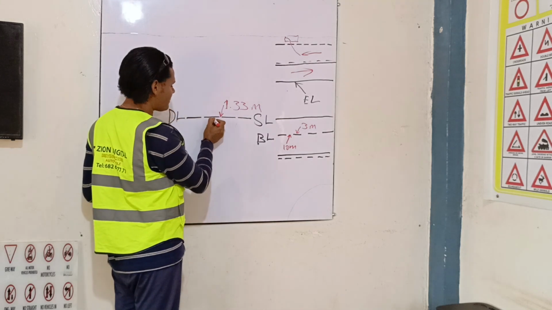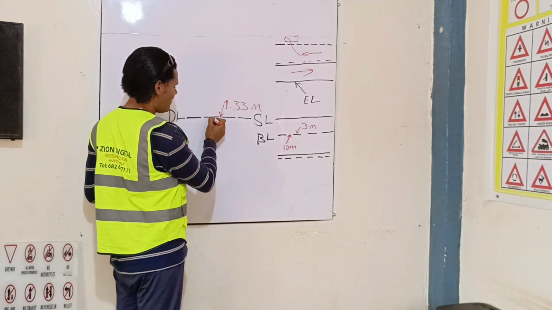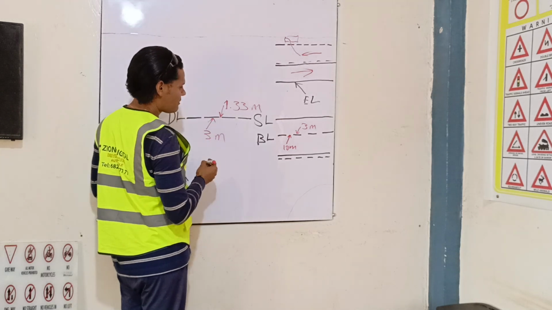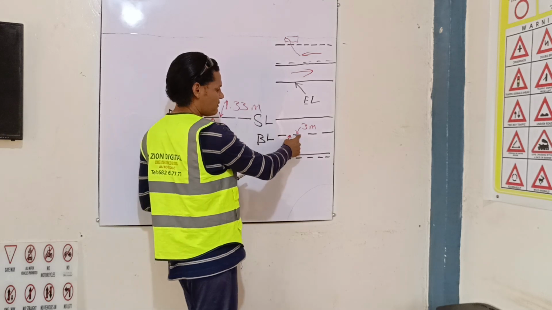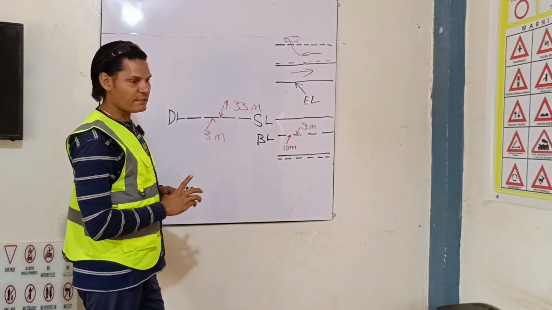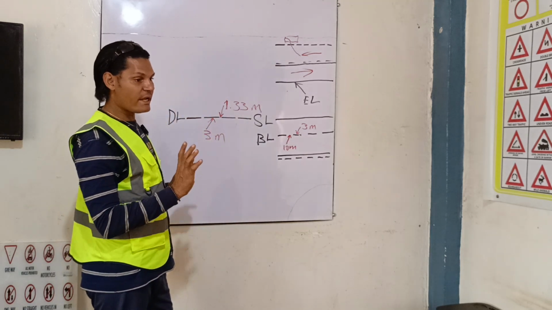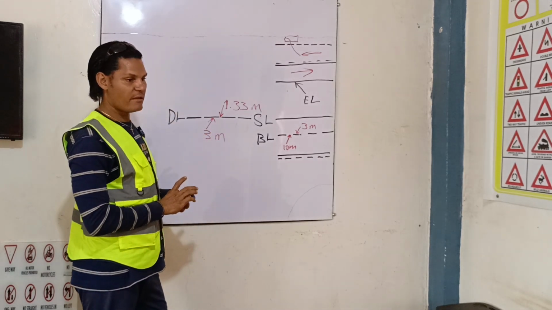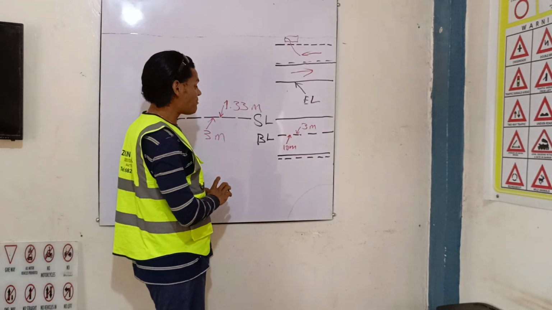Then the line itself is what? 3 meters, same like the broken line. The only difference now is that the gap is smaller. Are we there? Yes. So the gap is smaller.